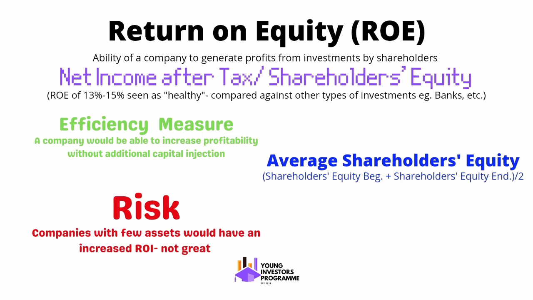They have an explanation of the average shareholders' equity, which is shareholders' equity at the beginning of the year plus shareholders' equity at the end of the year divided by 2 to get your average shareholders' equity. The risk is that companies with few assets would have an increased ROE, of course, because there's not much capital injection. So that's something to be aware of depending on the company you are looking at.